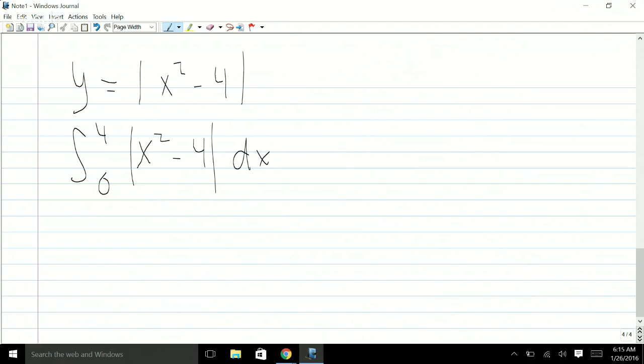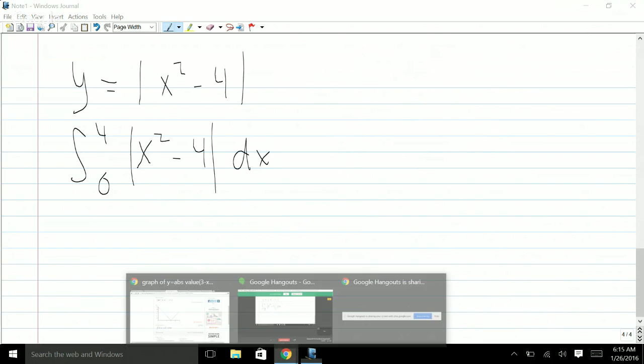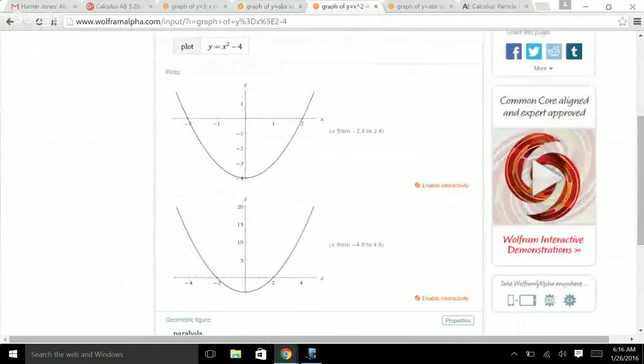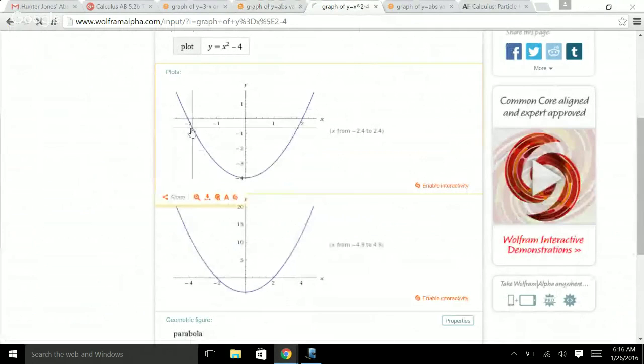So check out the graph. Okay, here is x squared minus 4. No absolute values, you can see that. It just comes down. The zeros are at negative 2 and 2, and it goes back up.